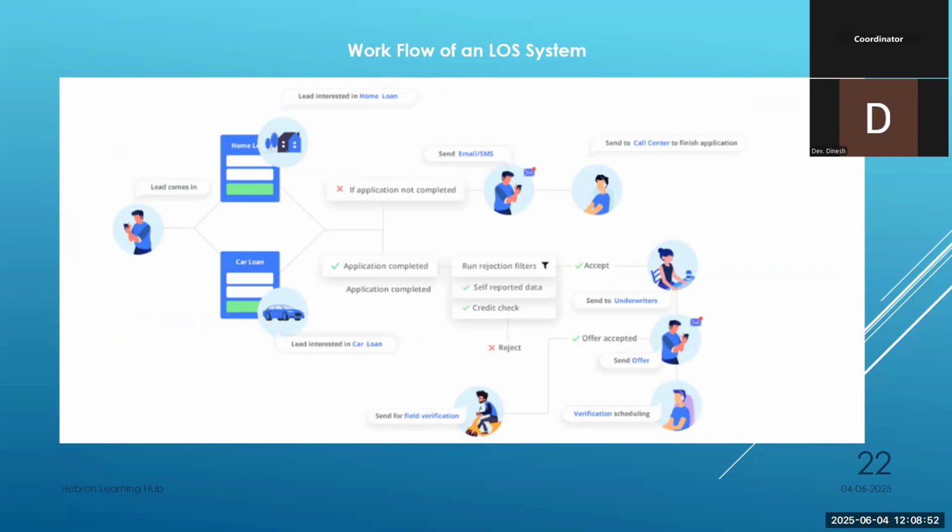How does this work? The lead comes in, for a home loan or a car loan, and the application is completed. If the application is not completed, the LOS will send an email or SMS, and it will intimate the call center to keep tracking and following up with the customer. If the application is completed, then it runs rejection filters, self-reported data, and credit checks, and the offer is accepted by the customer. So there is acceptance from the bank's end. We say that yes, all your documents are accepted, and we are willing to sanction the home loan to you. They will say this is the interest rate, this is the tenure of the loan. So this is the loan sanction letter. Once the customer accepts the loan sanction letter, which is also done online, then verification and field verification, which is physical verification, happens, and then the loan is disbursed.